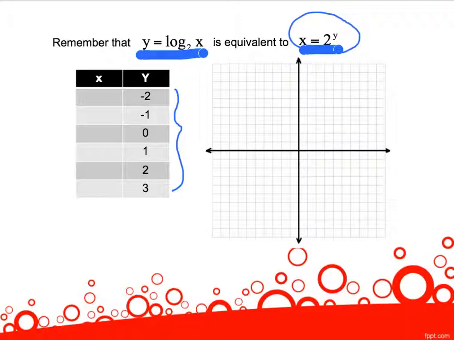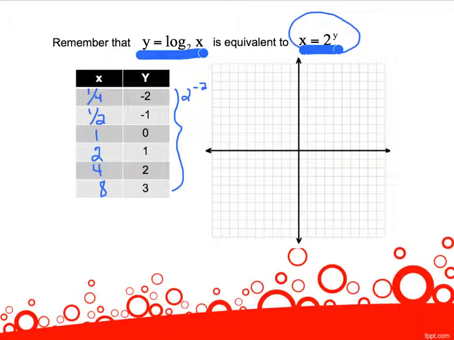So if I put in negative 2, I get 2 to the negative 2. But 2 to the negative 2 is 1 over 2 squared, which would be 1/4. If I put in negative 1, I get 2 to the negative 1, which is 1/2. 2 to the 0 is 1. 2 to the 1 is 2. 2 to the 2 is 4. And 2 to the 3 is 8.